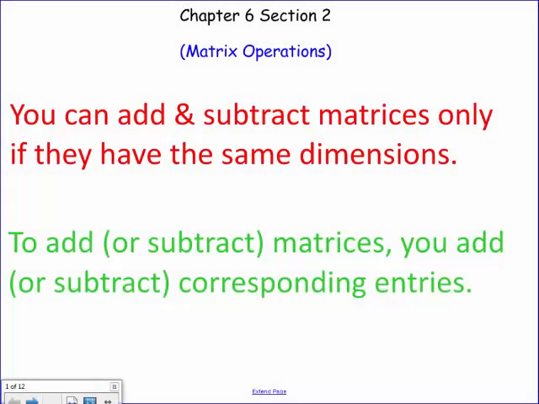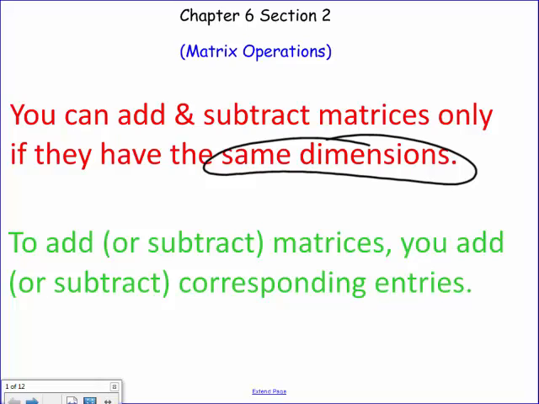All right, now let's start using our calculator and start doing some things with these matrices. First of all, if we're going to add or subtract matrices, they have to have the same dimensions. So if I have a 3 by 2 and I want to add or subtract, I have to have another 3 by 2. Otherwise, it doesn't work. And to add or subtract the matrices, you just add or subtract the corresponding entries, and we'll see that.